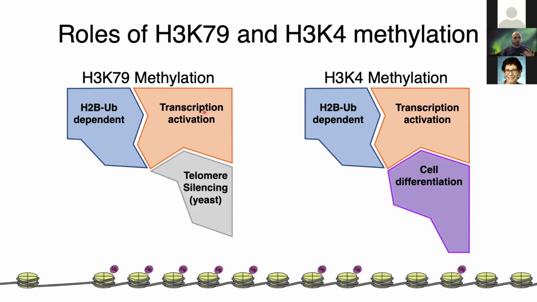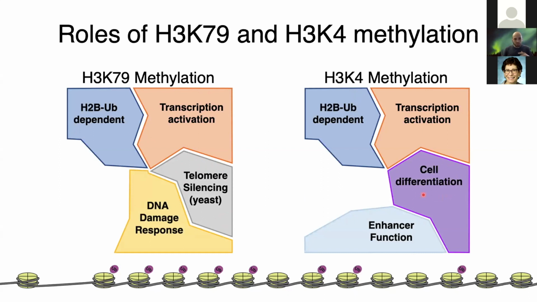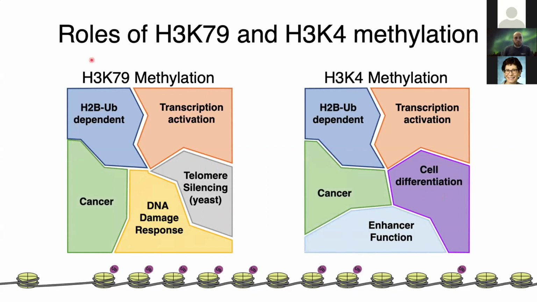However, they also have some divergent functions, where H3K79 methylation, in yeast at least, is associated with telomeric silencing, and H3K4 is associated with different kinds of cell differentiation. H3K79 methylation is important for the DNA damage response, and H3K4 methylation is found at enhancer regions. And finally, both of these methyl marks, when they're dysregulated, have very important roles in the development of certain cancers.